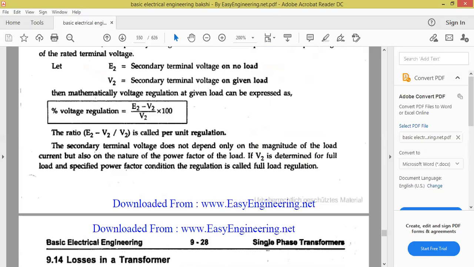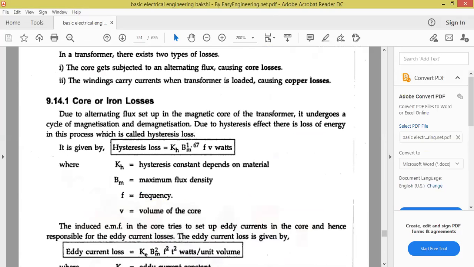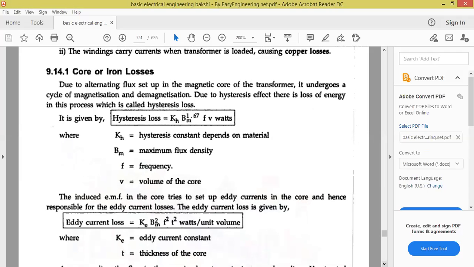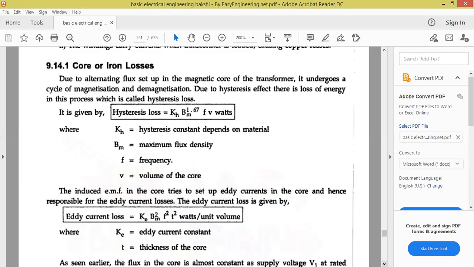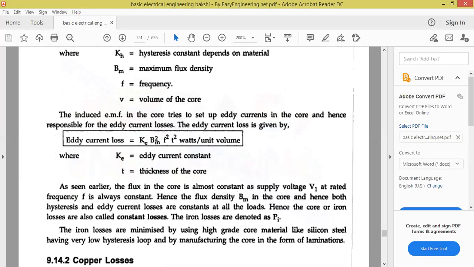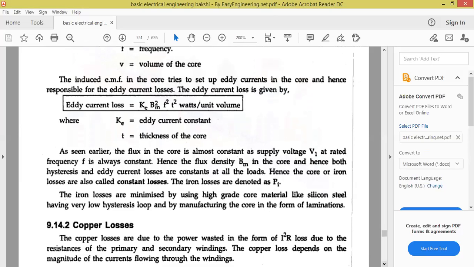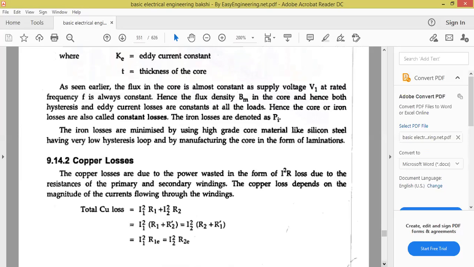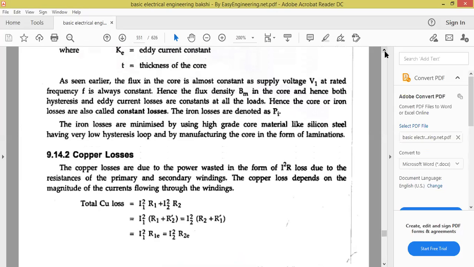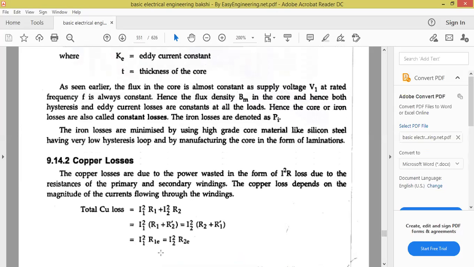Let me share this slide. Losses in a transformer is a simple question. We have core losses, copper losses, and hysteresis loss. The formula you are supposed to remember as per the syllabus is here. For eddy current loss, I gave the explanation in the last video, you can check. Core losses are constant losses. Copper losses are variable losses. So here, if you substitute the formula, this formula is also very important.